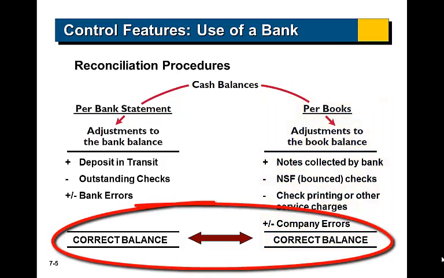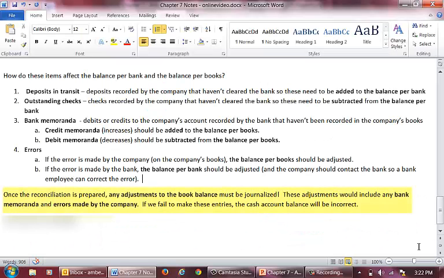The adjusted bank balance and the adjusted book balance should match because they both reflect the correct balance at the end of the period. Once the reconciliation is prepared, any adjustments made to the book balance must be journalized. These adjustments would include any bank memoranda and errors made by the company. If we do not make these entries, then the cash account balance will be incorrect.